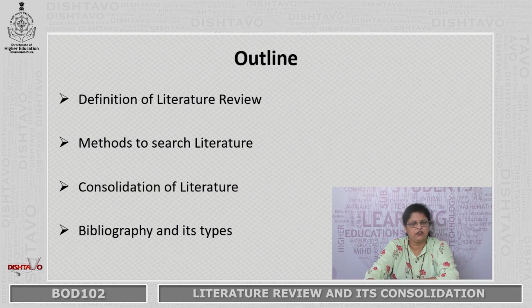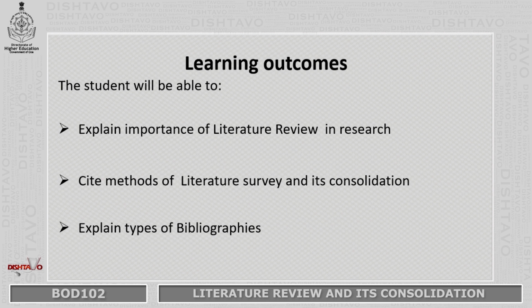This is the outline of my presentation. I'll be covering the definition of literature review, methods to search literature, consolidation of literature, bibliography and its types. After I complete this module, you will be able to explain importance of literature review in research. You will be able to cite methods of literature survey and its consolidation. You will be able to explain types of bibliographies.